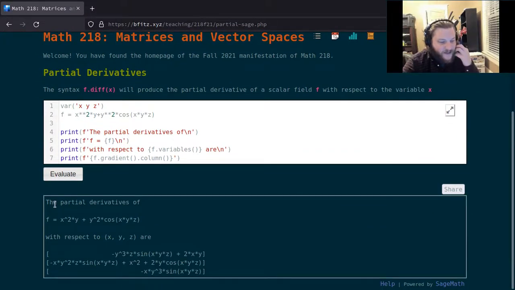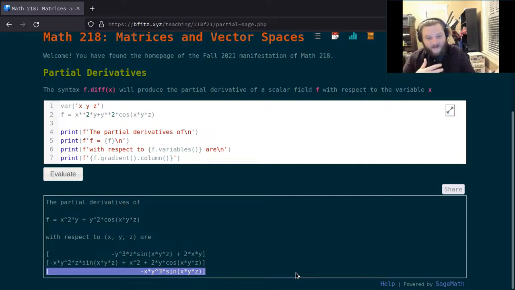What the output tells me is that the partial derivatives of the function that I input with respect to the variables x, y, and z are given by the three coordinates of this vector here. This is saying that the partial derivative of this function f with respect to x is this first expression, negative y cubed times z times sine of xyz plus 2 times xy. Then the partial derivative of f with respect to y is this second coordinate, and the partial derivative of f with respect to the third variable z is this third coordinate. So when you're working on your homework, you should be able to use this to check your work.